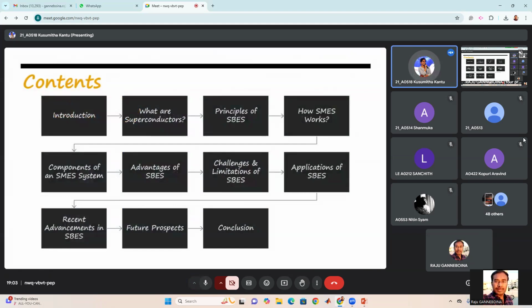Coming to the contents of the PPT, firstly I'll start with the introduction and then I'll discuss what basically are superconductors, and then principles of SPES, that is superconductor-based energy storage, and then the working of SMES, which is the main principle behind SPES. And then we'll discuss the components of an SMES system and next the advantages, challenges, limitations, and applications of SPES. And then we'll conclude with the recent advancements and future prospects in SPES.